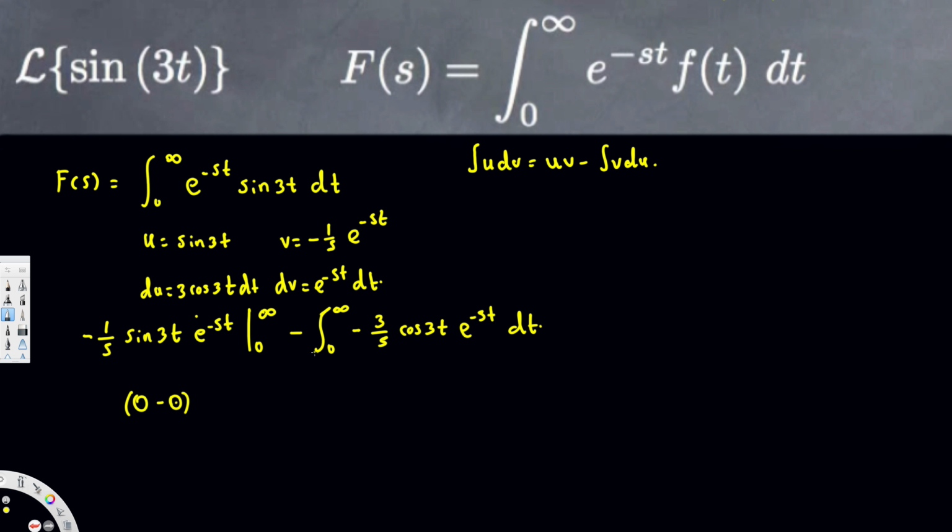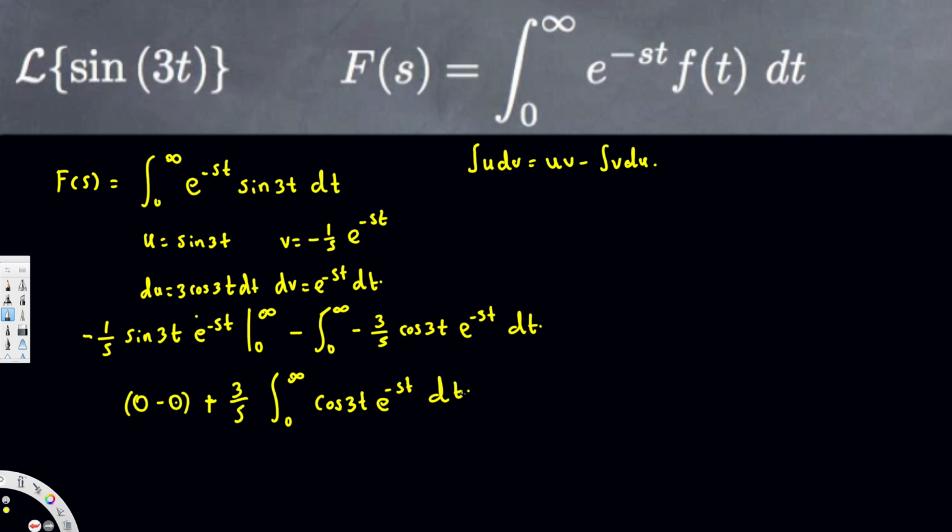Now let's look at this part. Here we have negative 3 over s cos 3t e^(-st) dt. Here again we have to use integration by parts, but before we do that, let's move this constant to the front. Here we have negative 3 over s, and there is already a negative in front. Negative times negative makes this one positive. So this is going to be plus 3 over s times the integral from 0 to infinity of cos 3t e^(-st) dt.